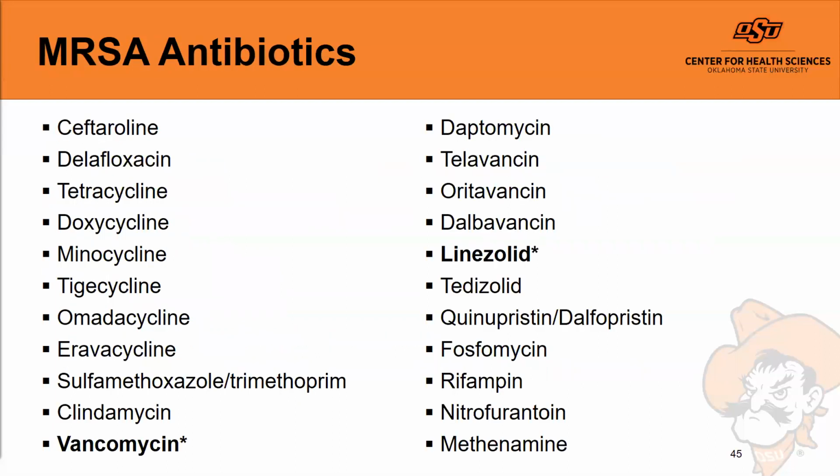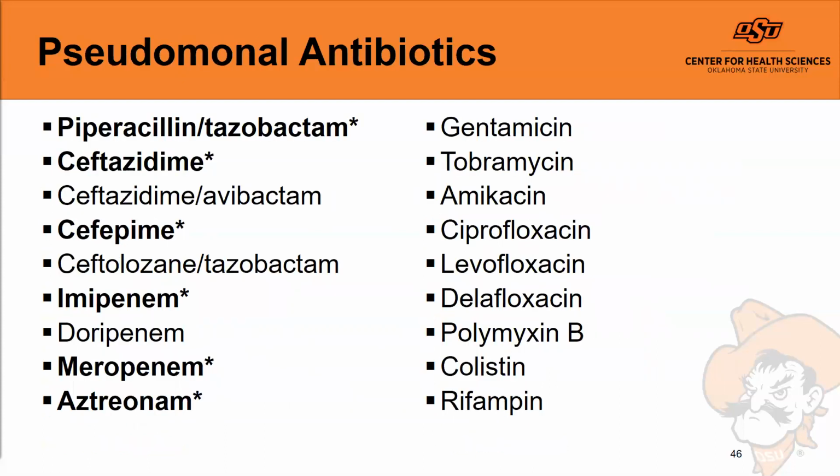This slide is a list of antibiotics that cover MRSA. I've highlighted in bold the two that are mentioned in the guidelines, vancomycin and linezolid, but there are many others that can be used. Some of these you'll use for community-acquired MRSA and not hospital-acquired. This is a list of our anti-pseudomonal antibiotics. The bolded medications are mentioned in the guidelines. We can use others just depending on what the sensitivities are, and that goes for MRSA as well.